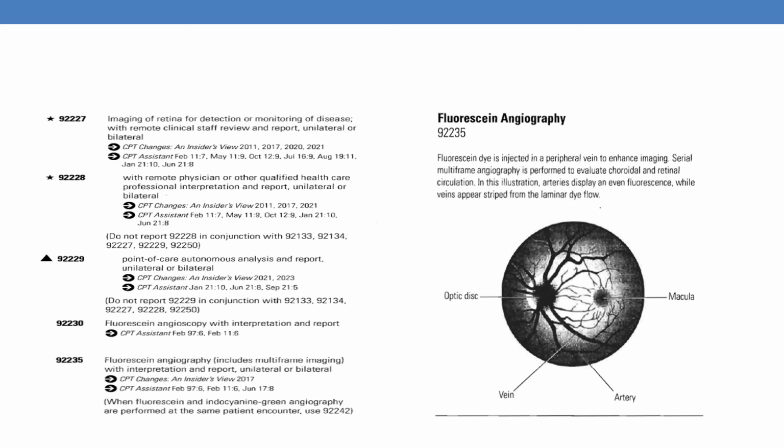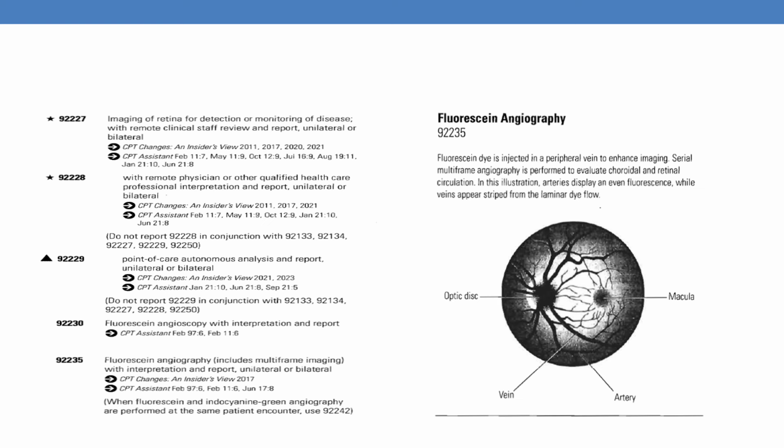Coming to the next CPT, it includes 92227. It includes imaging of retina for detection or monitoring of disease with remote clinical staff review or report. Next is 92228. It includes remote physician or other qualified healthcare professional interpretation and report. If the imaging of retina is performed with the clinical staff, it can be coded with 92227. If it is done by a physician, you need to code 92228.